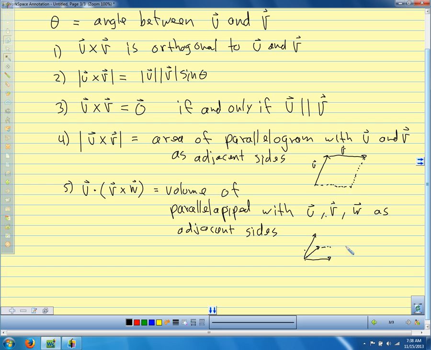If we completed this little shape like so, and we could say this is U, V, and W down here. These three vectors U, V, and W are adjacent sides. This scalar triple product would give us the volume of this little solid. So that's another interesting geometric property involving the cross product. We don't use this one as much, but we do definitely use this one.